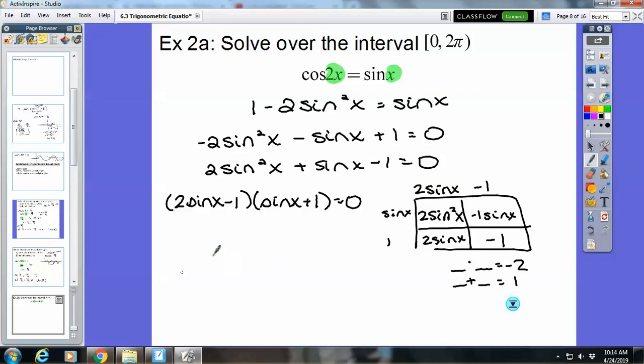Okay, so now if we set each of those to 0, we get sine to be a 1/2 and a negative 1. Alright, let's solve each of these. When is sine a positive? We are in radians. When is sine 1/2?